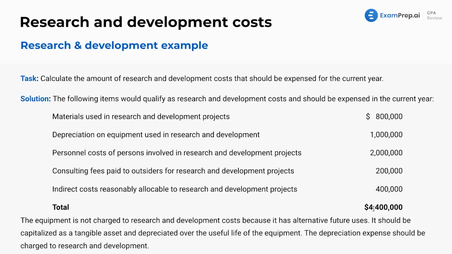Take a second, take it all in, the beauty of it, the magnitude of it. These could easily be free points in the exam. Just practice it. Make this your strong suit. Like we were saying, the equipment is not charged to R&D costs because it has alternate future uses. It should be capitalized as a tangible asset and depreciated, so on the balance sheet, over the useful life of the equipment. Depreciation expense should be charged to R&D on the income statement.